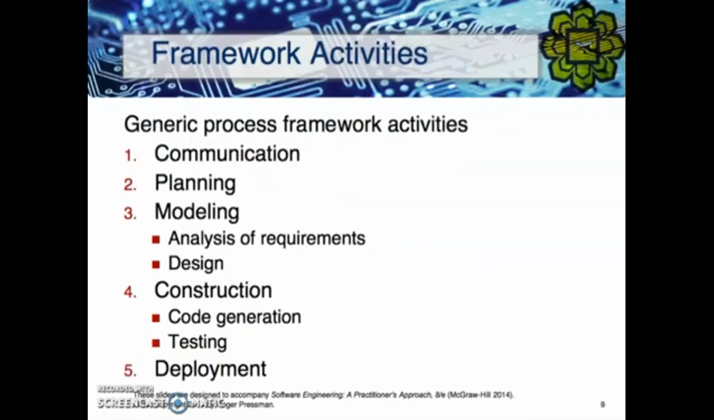Now, with regard to the framework activities, there are 5 major activities. These are the generic process framework. When it is generic, that means any process framework in software engineering has these 5 elements, right? The first one is communication, because communication is fundamental in any software engineering project.